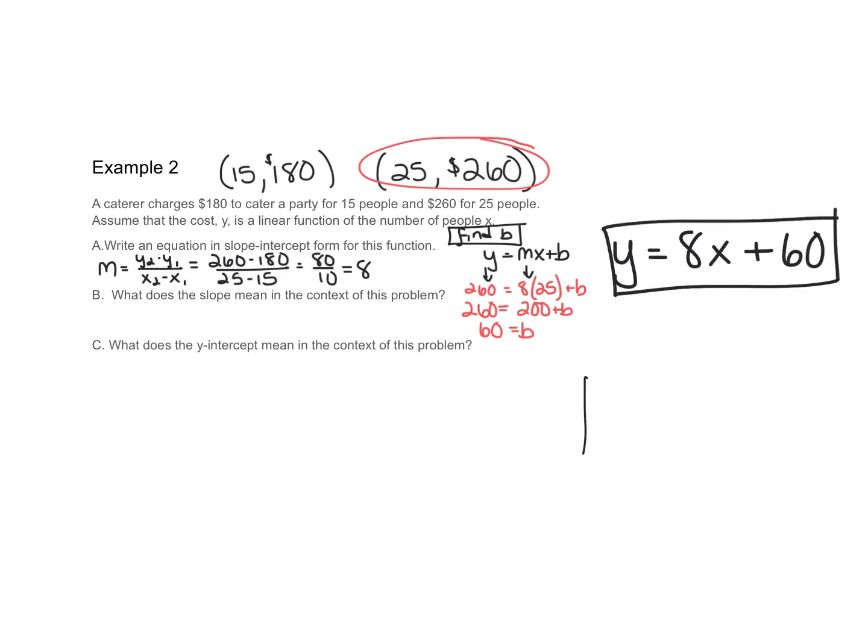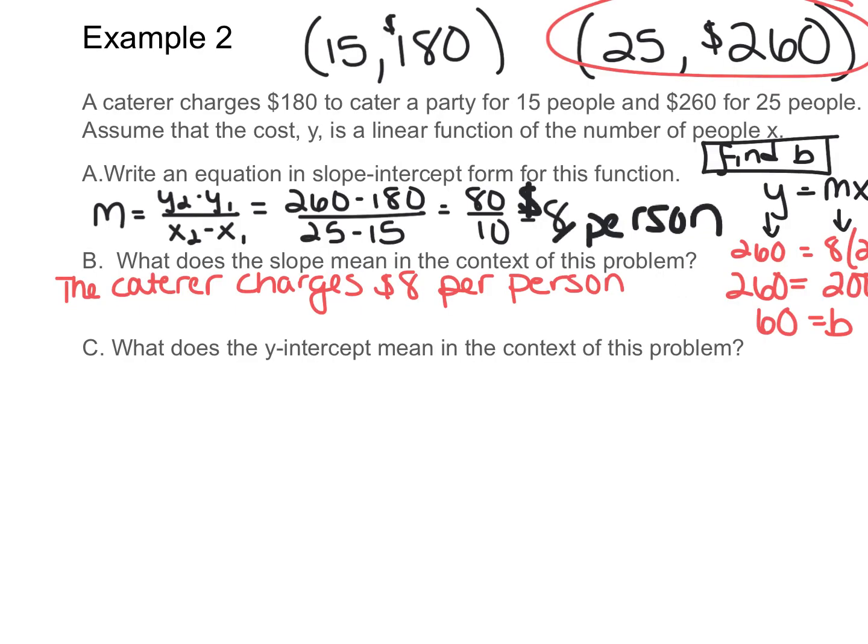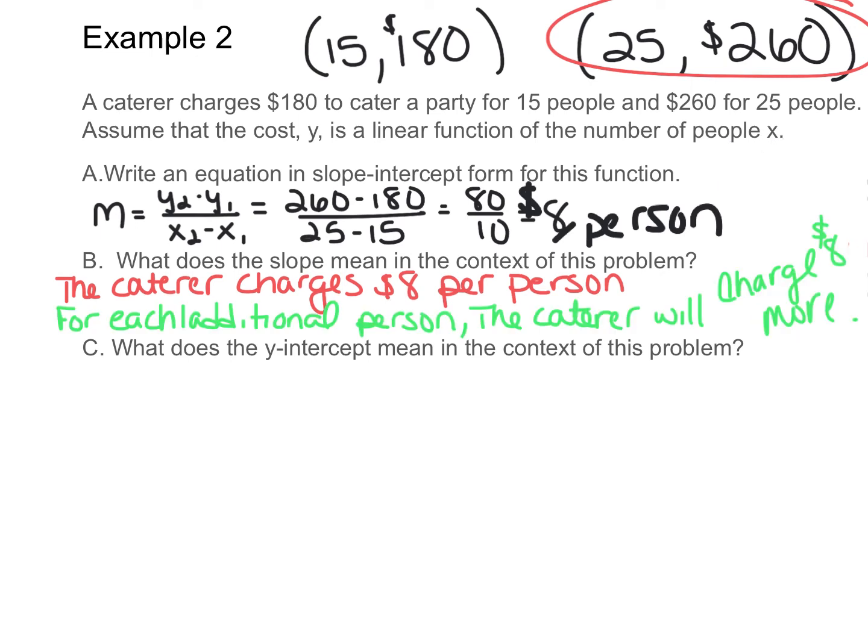Now, the most important part here is, what does the slope mean in the context of the problem? So that's our 8. What does that 8 mean? Well, sometimes it's helpful if you look back at where you calculated slope, and the y value was dollars, right? And the x value was person, so this would be $8 over person. So I think that tells you that it's charging $8 per person. An alternate way to say this, which will help you get ready for what we're going to do in stat, is to state your explanation as, for each additional person that's added to your guest list, the caterer will charge $8 more.